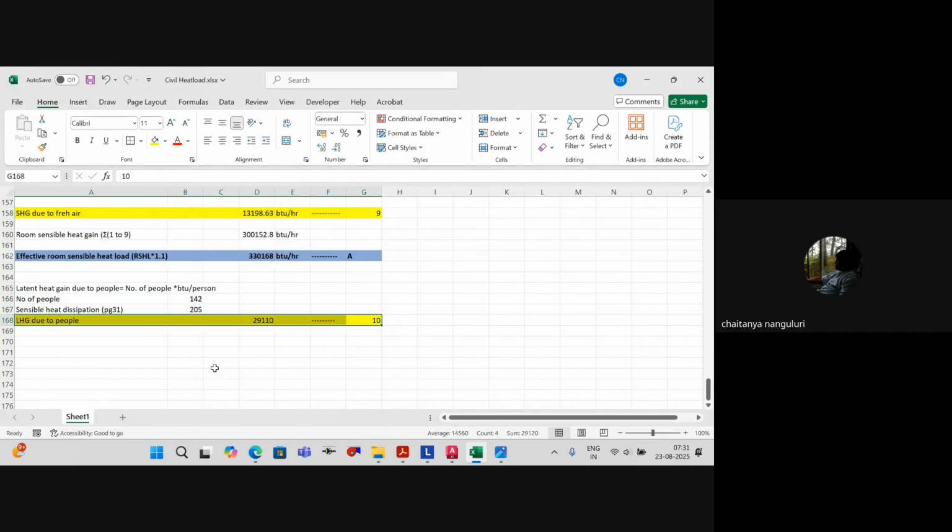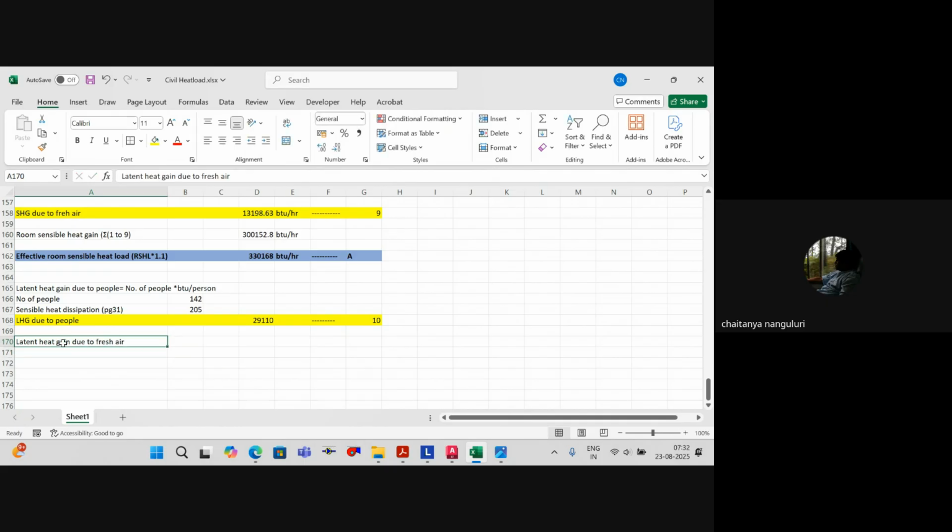So this is equation number 10. Then we have to consider latent heat gain due to people, which is done. Now what we have to do is calculate latent heat gain due to fresh air. Latent heat gain due to fresh air.